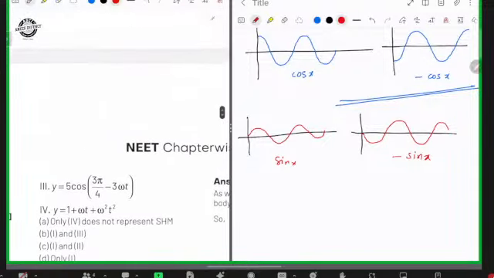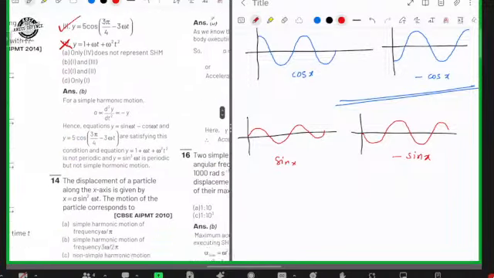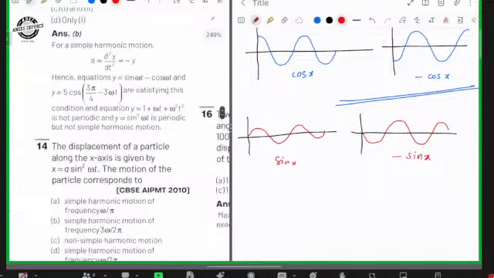See, this is cos function. Only cos function is SHM always. And this clearly is not SHM because this does not contain any sine and cos function. So we can mark the option number B. 1 and 3 are the sinusoidal functions. Okay, moving to the next question.